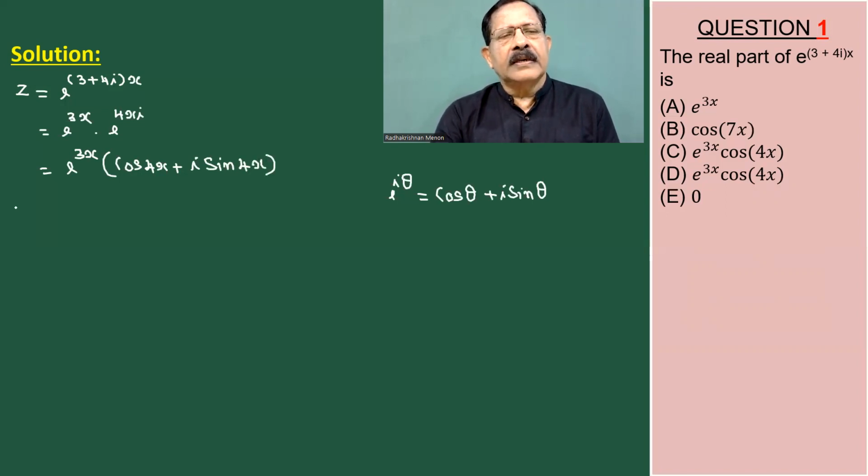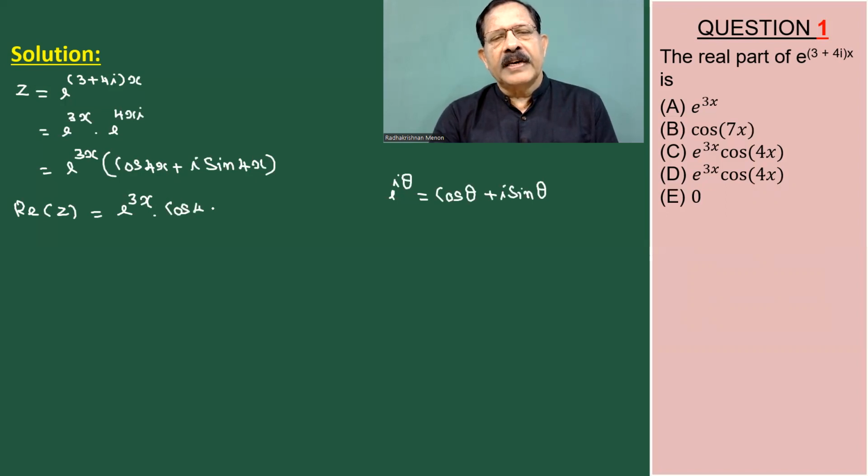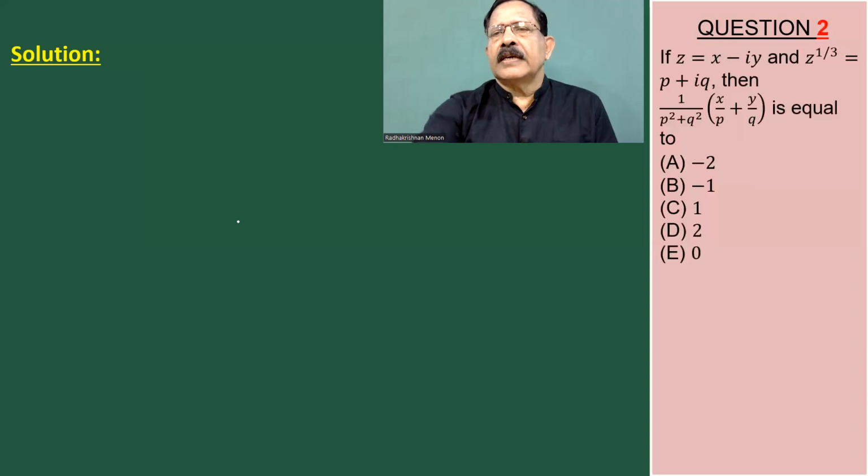So what is the real part? Real part is very easy. Real part of z is equal to e raised to 3x into cos 4x. So where is it coming? It is coming as option C. Okay, so a very simple question. Now let's go to the next question.